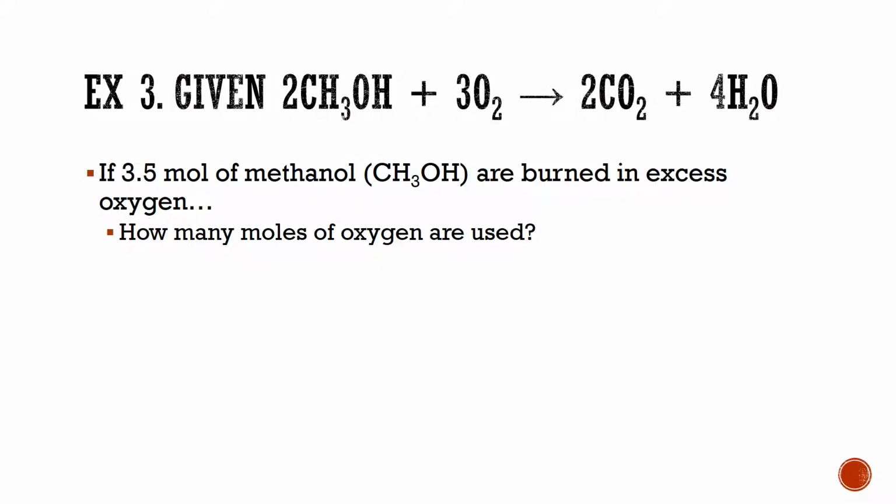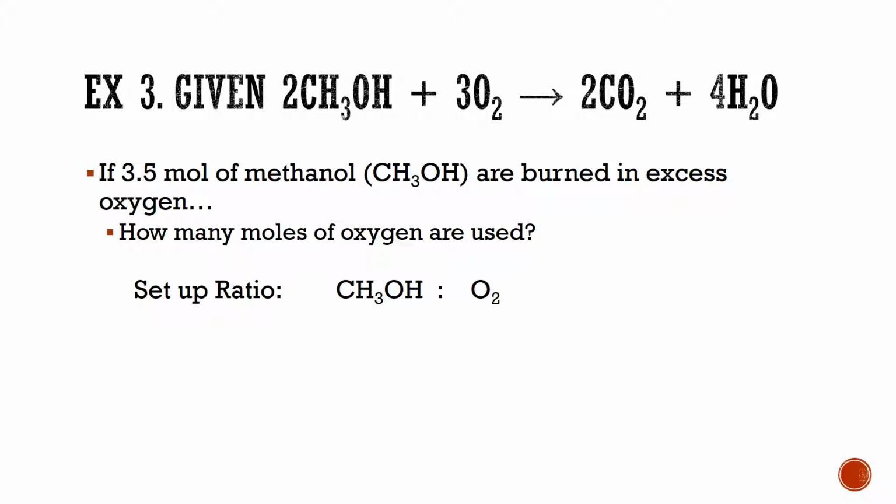Okay, how can this actually be used for determining the amount consumed or produced within a reaction? Given this equation here, methanol plus oxygen gas produces carbon dioxide and water. This is a type of complete combustion reaction. If 3.5 moles of methanol, which is that first compound there, are burned in excess oxygen, how many moles of oxygen are used? To set up this problem, I first need to have my ratio.